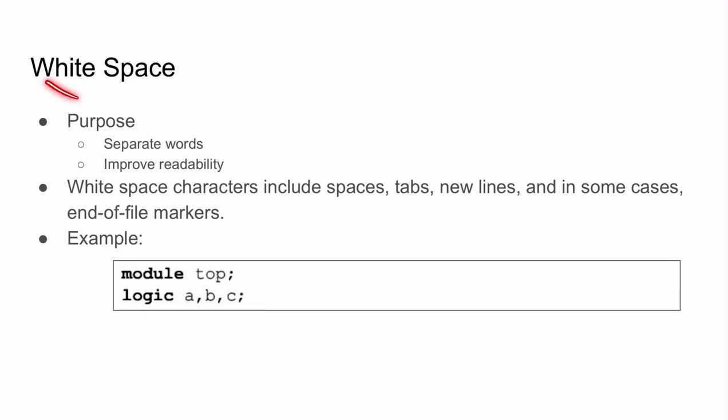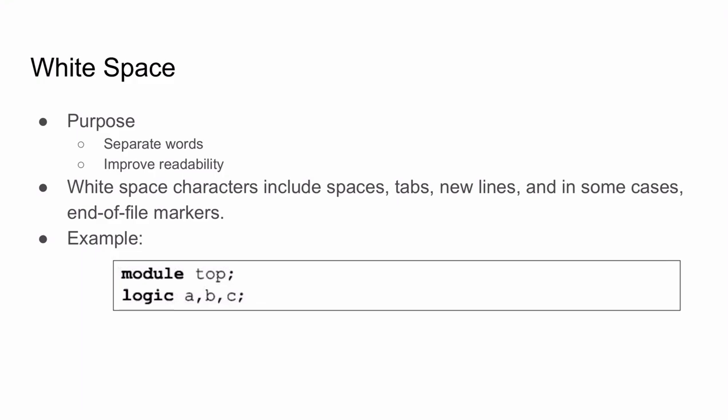Let's talk about the purpose of white space in SystemVerilog. While it might seem like just empty space, it actually plays an important role in how code is structured and interpreted. White space serves two main purposes. Number one, it separates words so that the compiler can correctly recognize them. And number two, it improves readability so developers can easily understand the code.